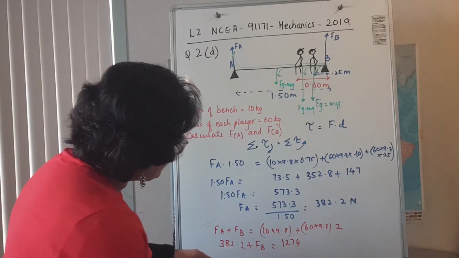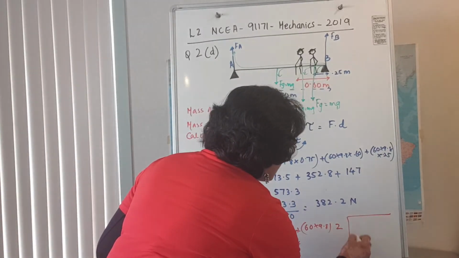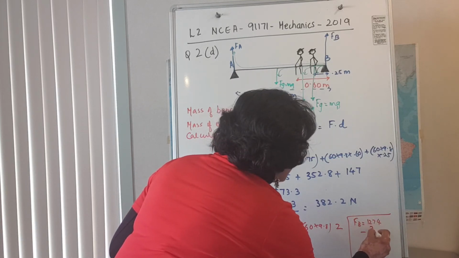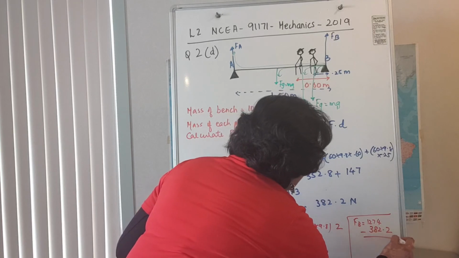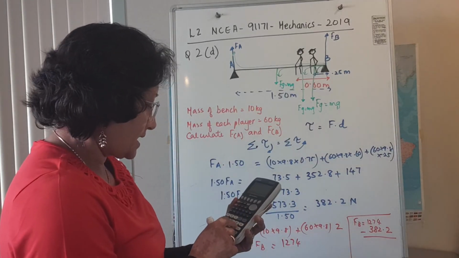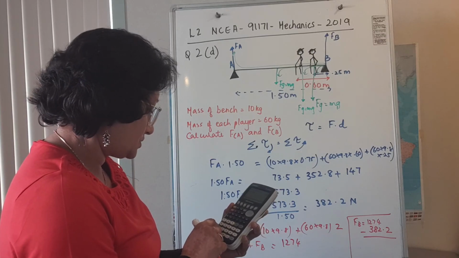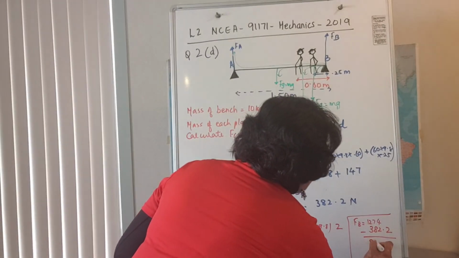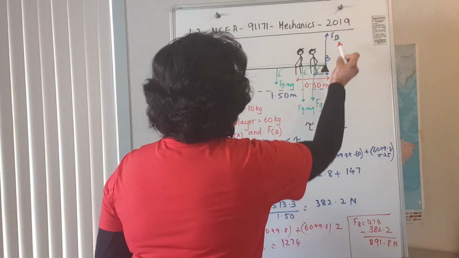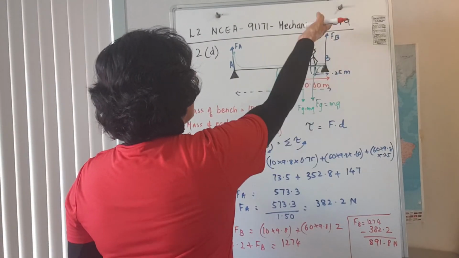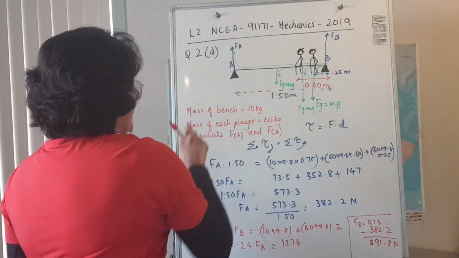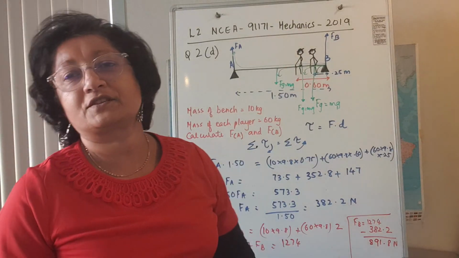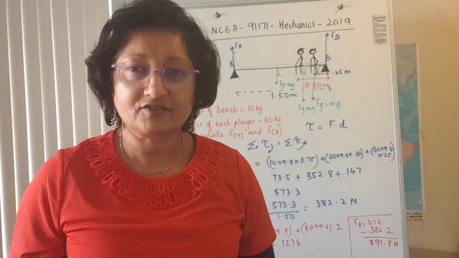So Fb is 1274 minus 382.2, and I get 891.8 newtons. That makes sense, because it's a bigger force upwards to support all this, and that's a smaller one. So that's how you do question 2D from the 2019 NCEA Level 2 Mechanics paper.